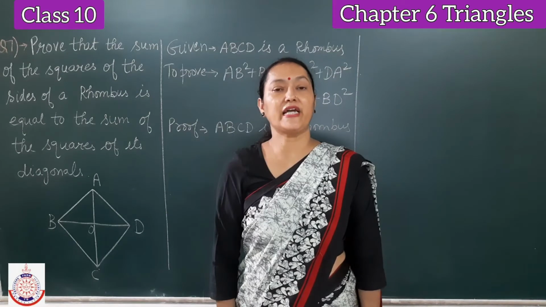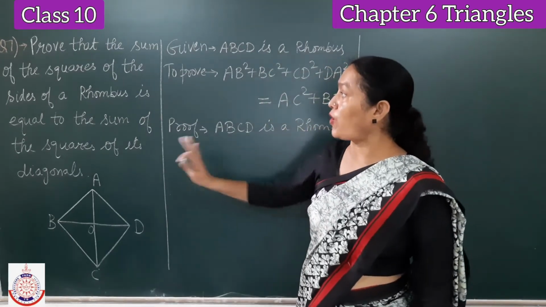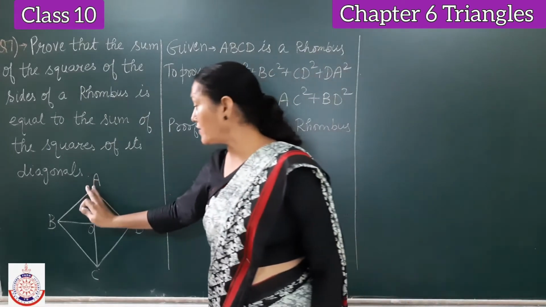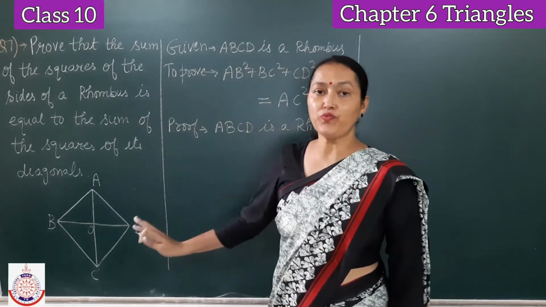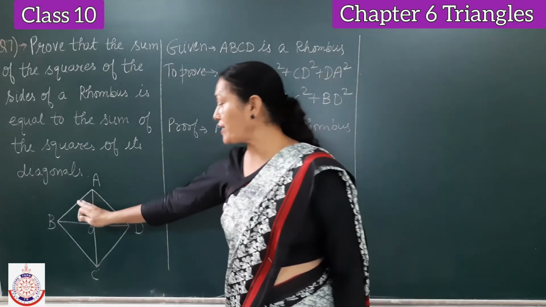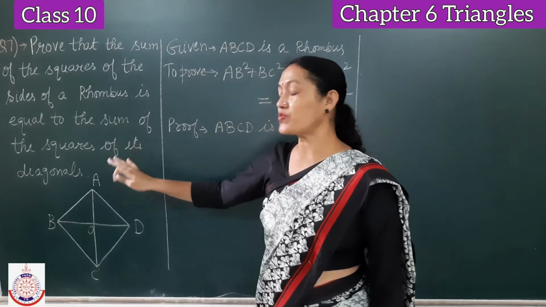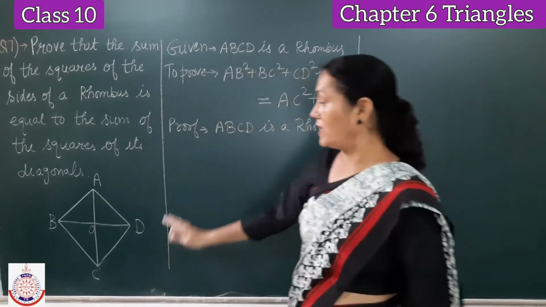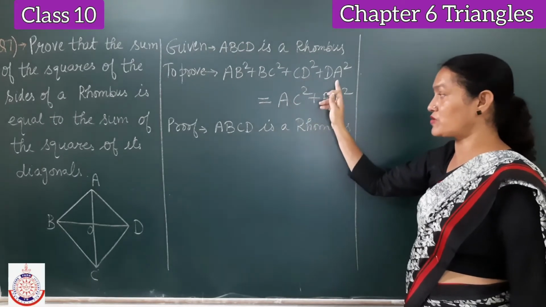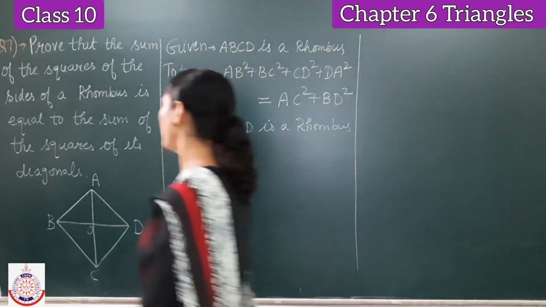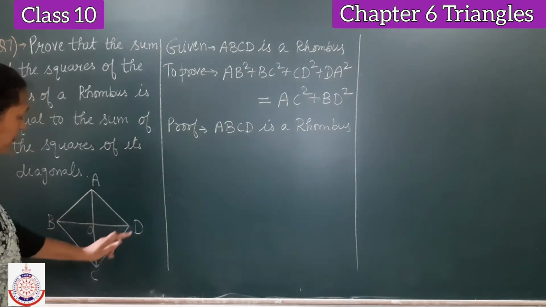After question number 2, I have taken question number 7, where they have given us a rhombus. Suppose we have taken ABCD as a rhombus. They are saying prove that the sum of the squares of the sides of the rhombus is equal to the sum of the squares of the diagonals. That means AB square plus BC square plus CD square plus DA square is equal to the sum of the squares of the diagonals, AC square plus BD square.